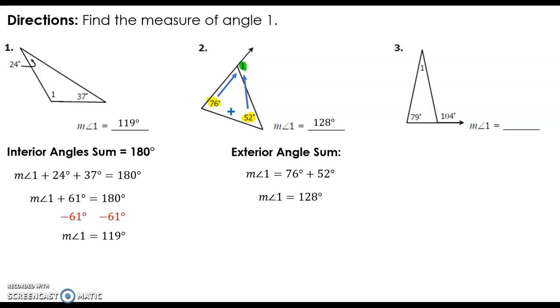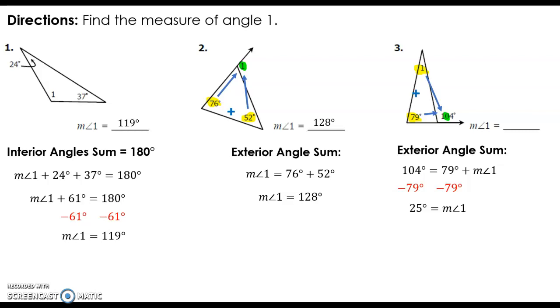Alright, for the third one, go ahead and pause the video and try this one on your own. So here we are given that angle 1 is an interior angle, and of the other two angles, one is an interior and one is an exterior. Hopefully you were able to use the exterior angle theorem to tell you that measure of angle 1 plus 79 degrees is going to give you 104 degrees. So you can set up your equation to be 104 equals 79 plus measure of angle 1. To solve for measure of angle 1, we subtract 79 from both sides, giving us measure of angle 1 equals 25 degrees.